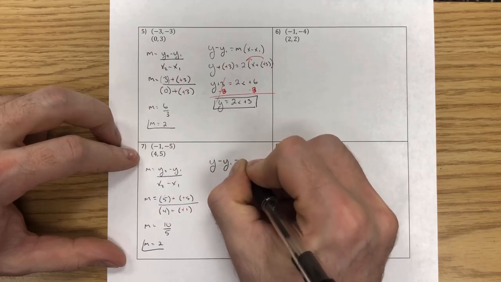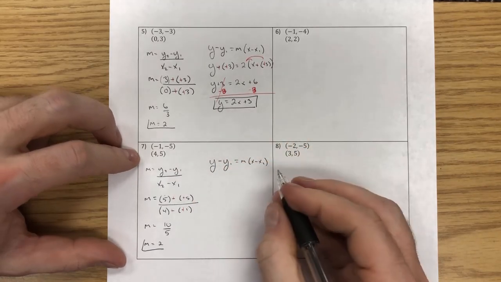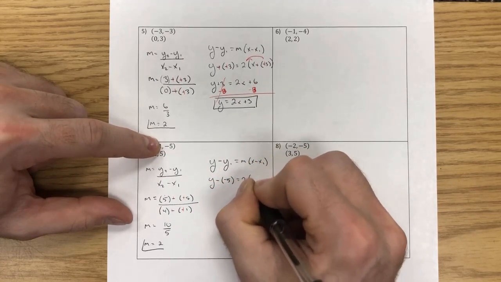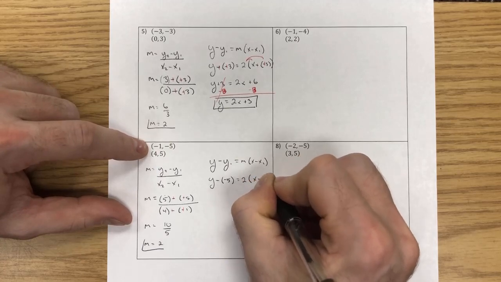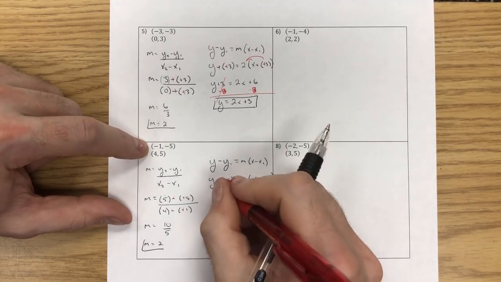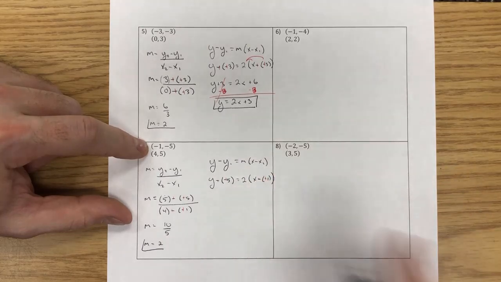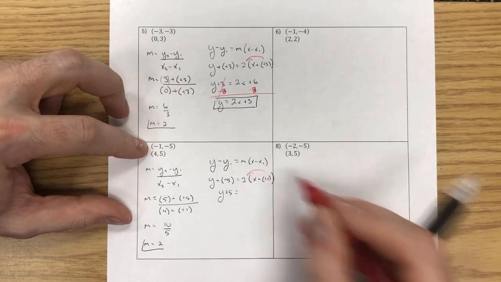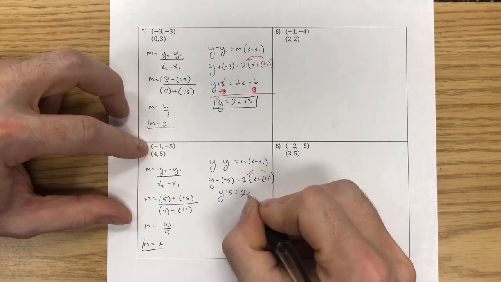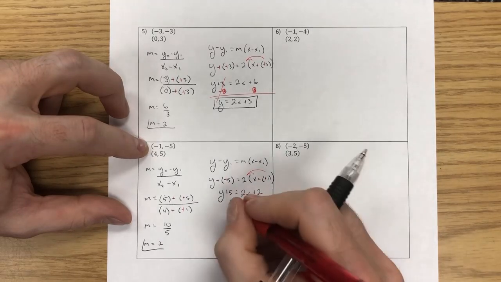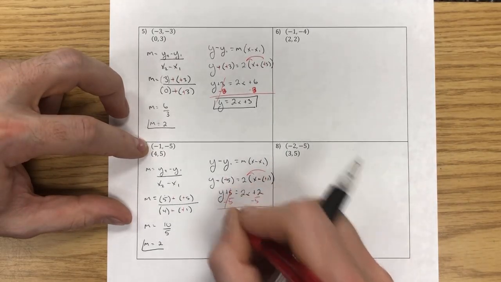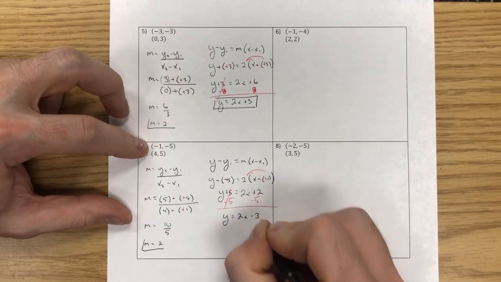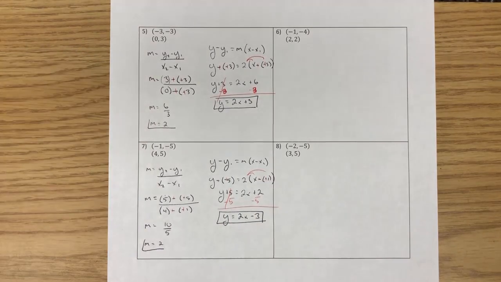Plug it into our general formula. So y minus a negative 5 equals 2 times x minus a negative 1. Those double negatives, we catch ourselves. So we said y plus 5 is equal to, I'm going to go ahead and distribute, 2x plus 2. My last step is to subtract the 5 so that I can isolate that y. And I get y equals 2x minus 3. Boom. And there we go.